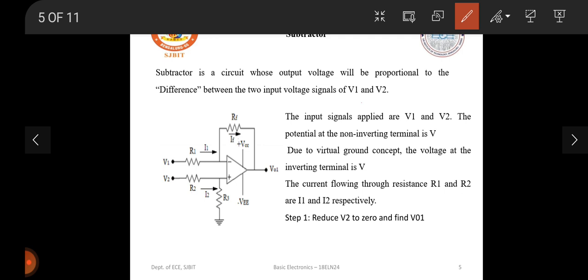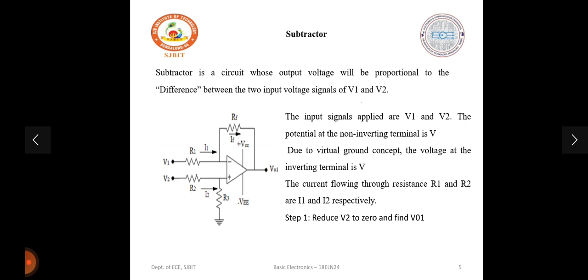Now let's move on to the subtractor circuit. As the name itself suggests, we need two different voltages to subtract, so we connect V1 and V2. A subtractor is a circuit whose output voltage is proportional to the difference between the two input voltage signals, V1 and V2, as shown here. We have the currents I1 and I2 and the feedback current IF. The input signals V1 and V2 are applied to both terminals, inverting as well as non-inverting. Due to the virtual ground concept, the voltage at the inverting terminal is V, and the currents flowing through the resistances R1 and R2 are I1 and I2.